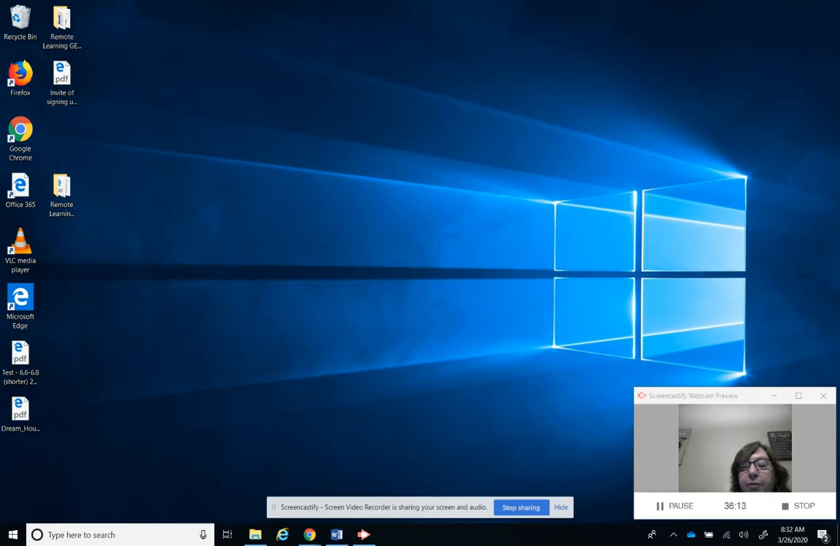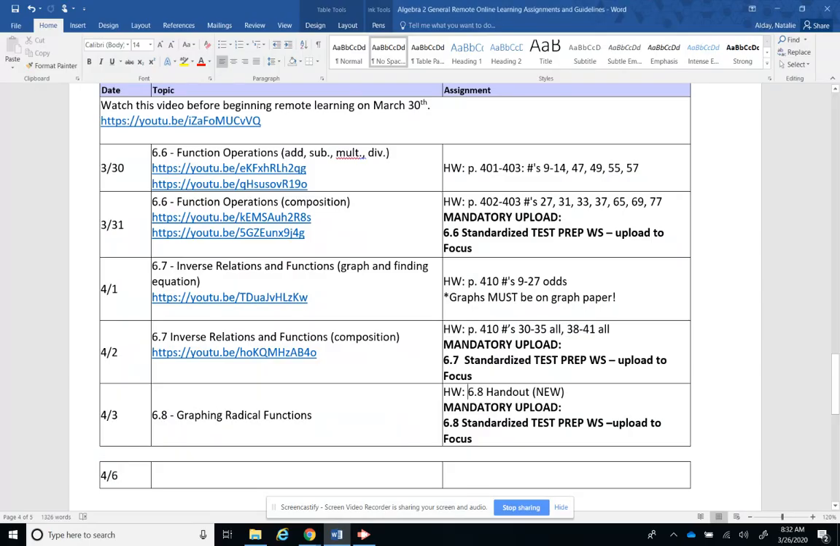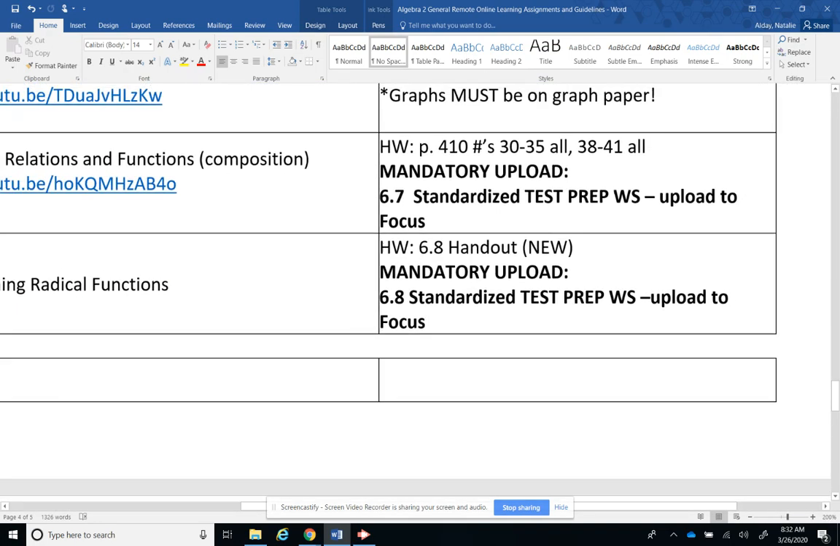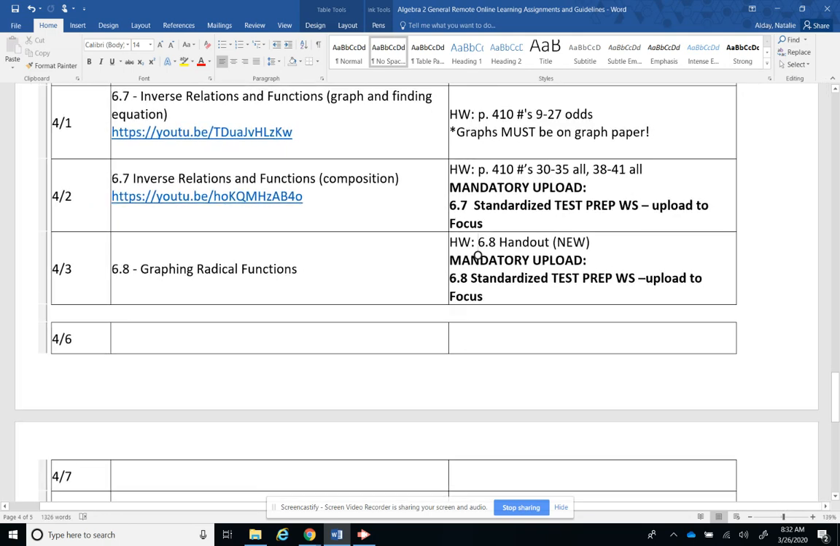I'm going to leave this page, and I'm going to show you your homework for tonight. Today is Friday, April the 3rd. We just got finished graphing radical functions, and you're going to have a new handout that you're going to copy. Either you're going to download it and copy it, or you can just write your answers in your spiral composition notebook and just label it 6.8 handout. Now, after you do the 6.8 handout, remember you've got to do that mandatory upload. That's where your grades come from. So you're going to also upload 6.8 standardized test prep worksheet. You're going to do it in pen, follow the instructions I already gave you, and upload it to Focus.